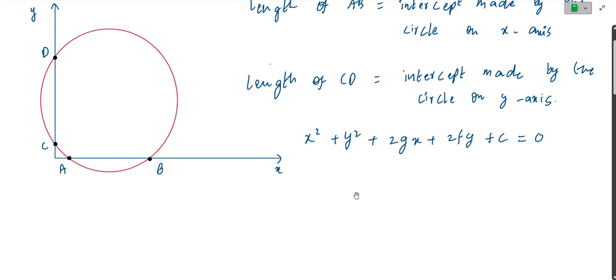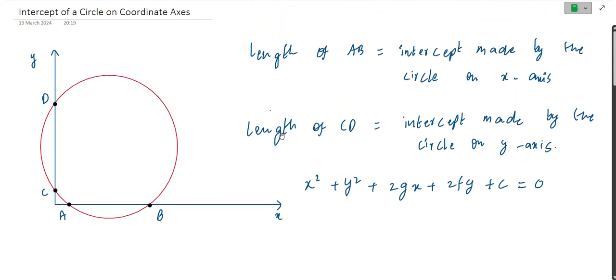So if we observe on the x-axis, the y coordinate will be 0. For the point A and for the point B, the y coordinate value is 0. So that is why I am taking the point A coordinates as x1 comma 0 and point B coordinates as x2 comma 0.